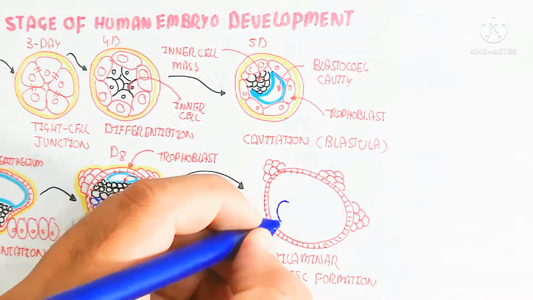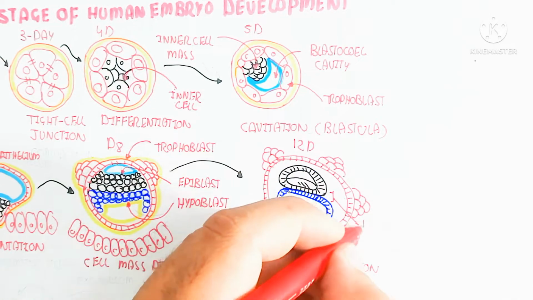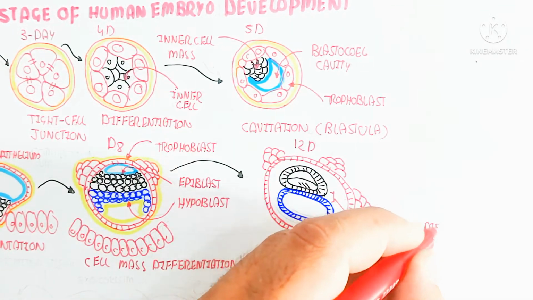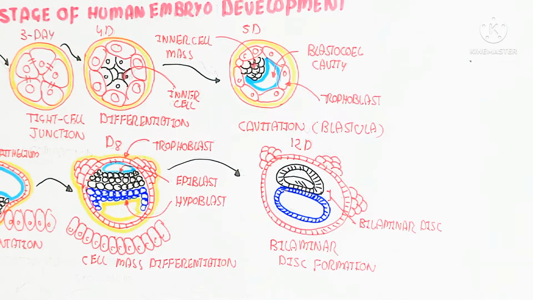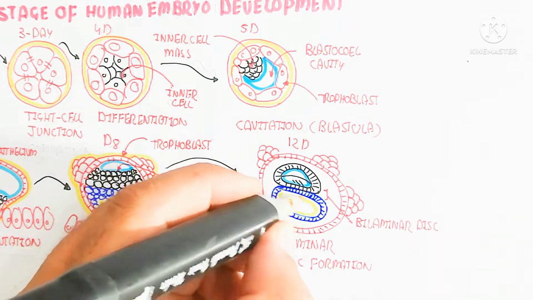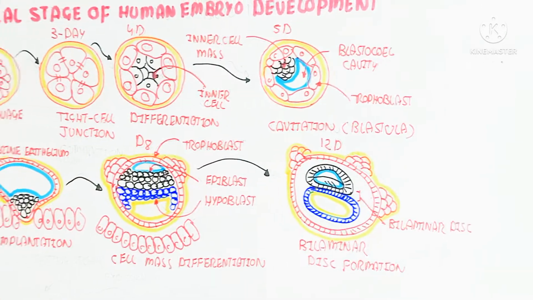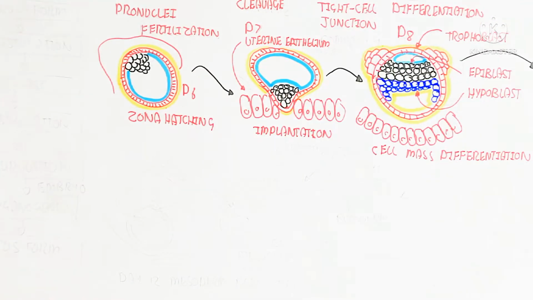Remember, this is the cross section. We are understanding the cross section of the embryo. So in this way, on the 12th day, the bilaminar disc formation will occur. The bilaminar disc comes from the epiblast and hypoblast. So the epiblast and hypoblast formation is the bilaminar disc formation.